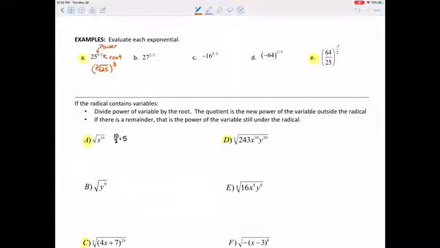Now, we're going to evaluate the root like we were doing. So 25 is 5 times 5. So we have a pair of 5s. So the square root of 25 is 5. And now we want to take 5 to the third power, which is 5 times 5 times 5, which is 125.